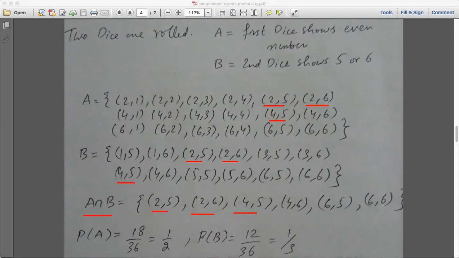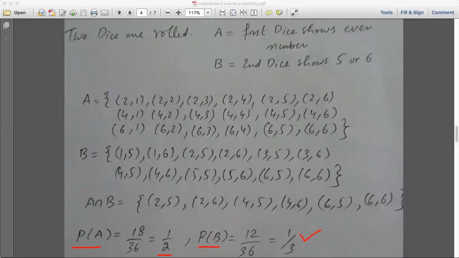After this, अब हम इनकी probabilities find करते हैं. So what is the probability of A? Number of elements in A, you can count it. There are 18. And how many number of elements in sample space? It is 36. 18 by 36 को solve करेंगे तो 1 by 2 आ जाएगा. And probability of B क्या आएगी? B में कितने elements? 12 by 36 करेंगे. Okay, तो ये 1 by 3 आएगा.